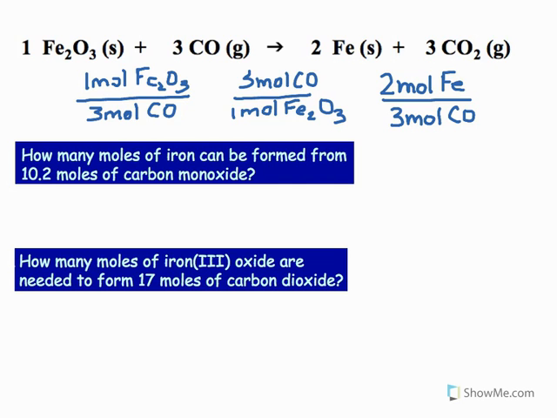So let's take a look at this example here, and it says, how many moles of iron can be formed from 10.2 moles of carbon monoxide? All right, so we are given 10.2 moles of carbon monoxide, and I want to find out how many moles of iron I'm going to produce. So coincidentally, I'm going to use this mole ratio.